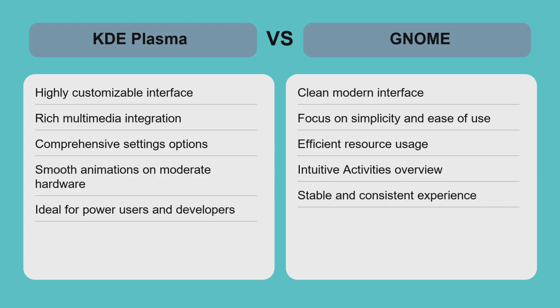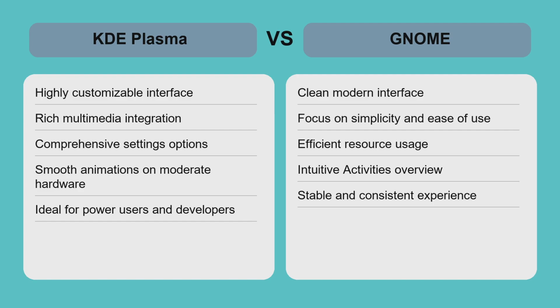Choosing between KDE and GNOME on Arch Linux depends on your priorities. KDE excels in customization and visual appeal, allowing users to personalize almost every aspect of their desktop, which is great for those who enjoy tweaking their environment. It's better suited for powerful machines, but remains efficient. GNOME, on the other hand, offers a clean, distraction-free workspace with a focus on simplicity and ease of use. It uses fewer resources and is ideal for users who want a consistent and stable experience without delving into settings.